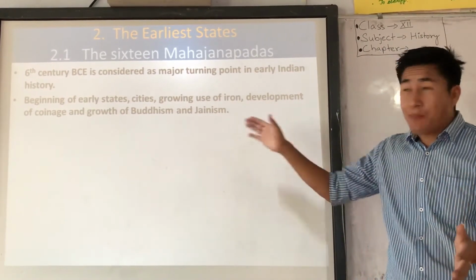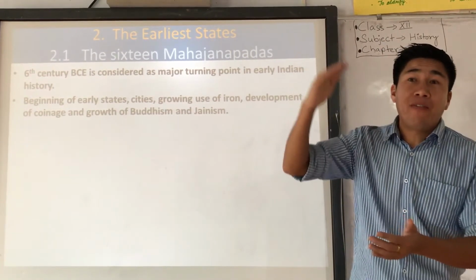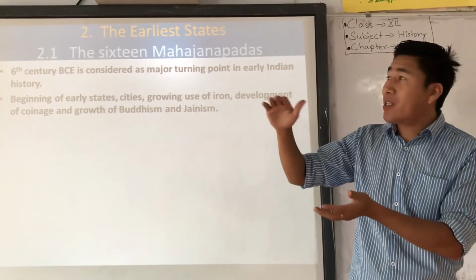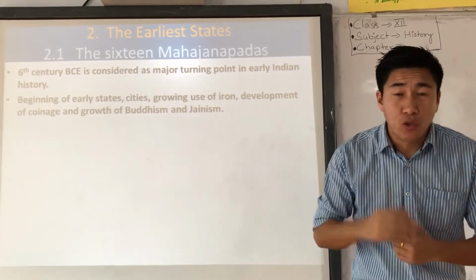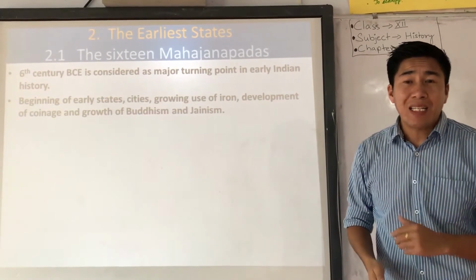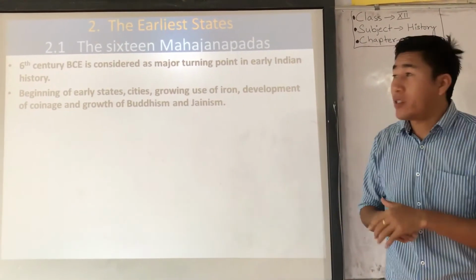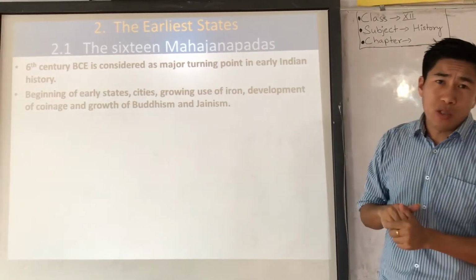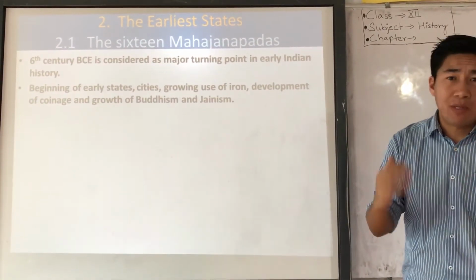So it happened. And point number 5, above 4 points shows that 6th century is considered a turning point in Indian history. So if you write like that, then you will get 3 out of 3 marks. Understood? So that is the way you need to write. Now we are going to discuss the Mahajanapadas.